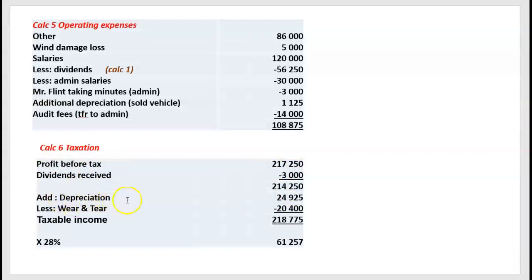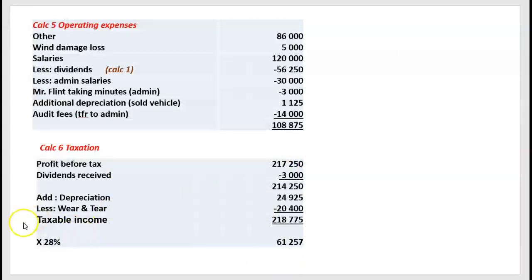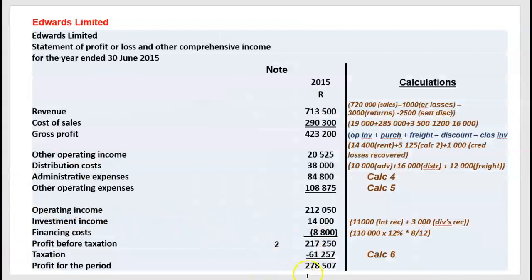He's not accepting your depreciation calculation, so you're going to add back your total depreciation, and you're going to claim from him what he calls wear and tear allowance. That is his words for depreciation. He doesn't call it depreciation, he calls it wear and tear. So you're going to subtract the 20,400, and then you're going to get something that we call taxable income, and based on taxable income, you're going to provide 28%. And to get your tax charge for the year of 61,257. And that's your tax charge for the year in your income statement, 61,257.